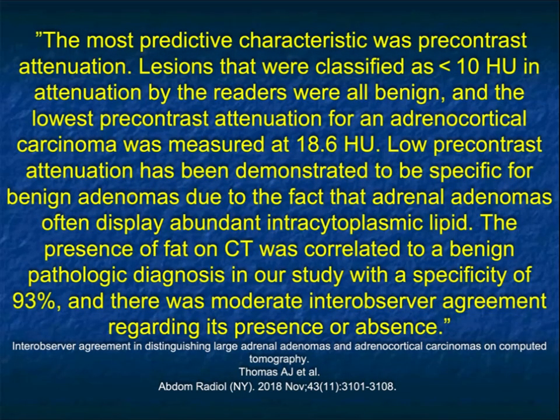The most predictive characteristic was pre-contrast attenuation. Lesions that were under 10 Hounsfield units were essentially always going to be benign, and the lowest pre-contrast attenuation for adrenal cortical carcinoma was 18. So that rule that goes way back for 20 years or so, non-contrast scans, well-defined lesions under 10 Hounsfield units are benign. Okay, very, very simple. Obviously, people often speak about fat in adrenal cortical carcinomas, though the only time I've seen fat is when the tumors are large and aggressive and invading the perirenal fat.